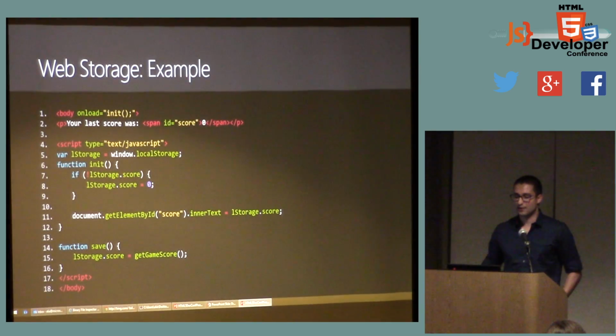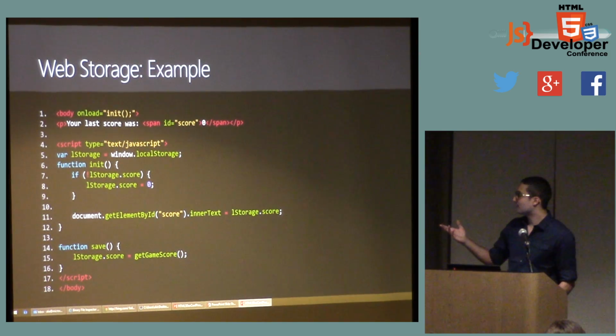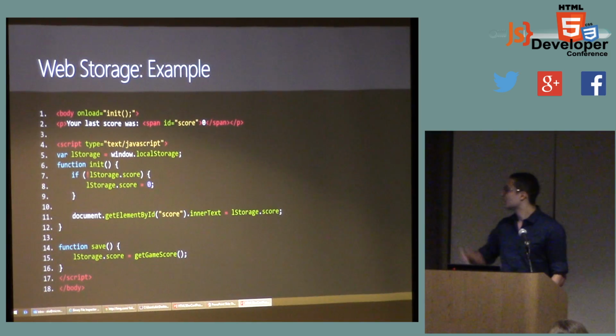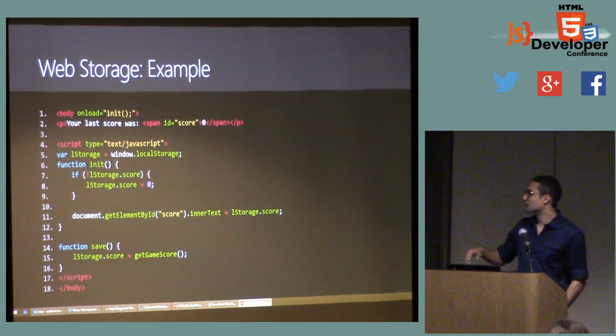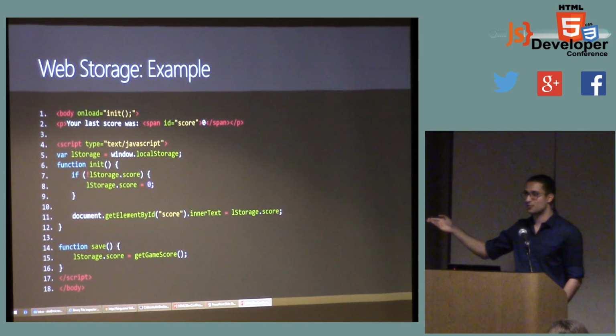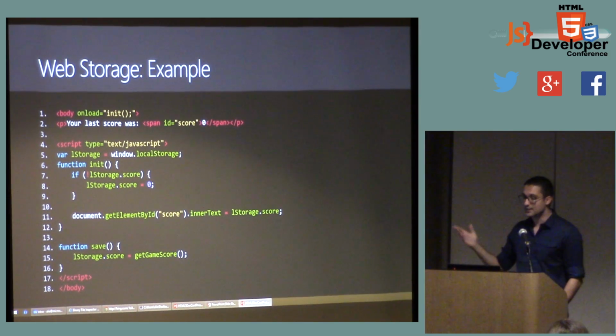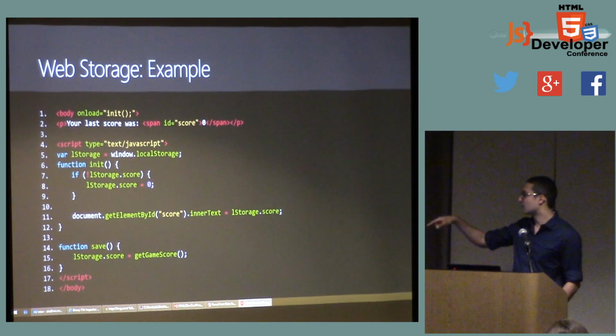So here's an example of how you would use web storage. Pretty much, if you have text that says your last score was, and then you have a number there, you would be able to, first of all, get the local storage object by doing window.localStorage. We're just assigning it to a variable so that it's shorter, so we can use it later on. We can check if it exists already, by doing lstorage.score with the exclamation point at the beginning. And if it's not there, then we could just set it to 0.